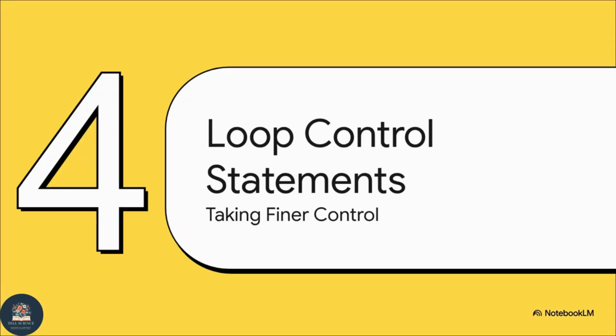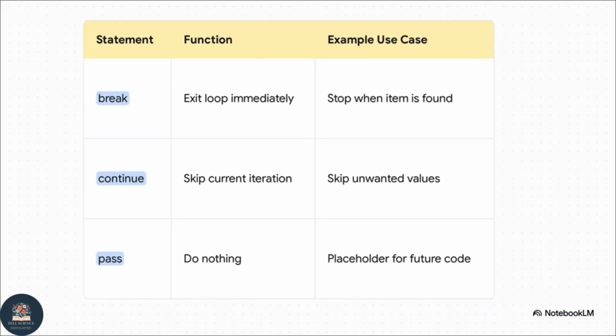Okay, so your loop is up and running, but what if you need to change its behavior while it's in the middle of its job? Like, what if you need to stop early, or maybe just skip over a specific item? That's exactly where loop control statements come into play. We've got 3 main tools in our toolbox for this. Break is for when you need to exit the loop right away. Continue is for when you want to skip the current item and just move on to the next. And pass, well, pass literally does nothing, which, believe it or not, is actually really useful.